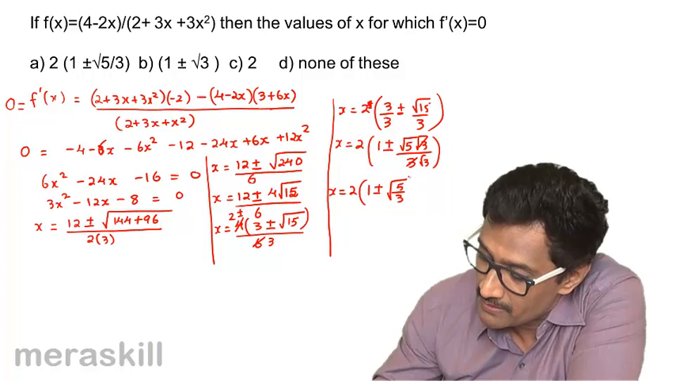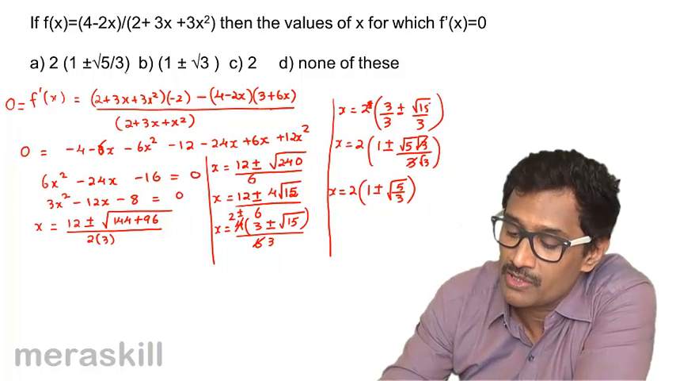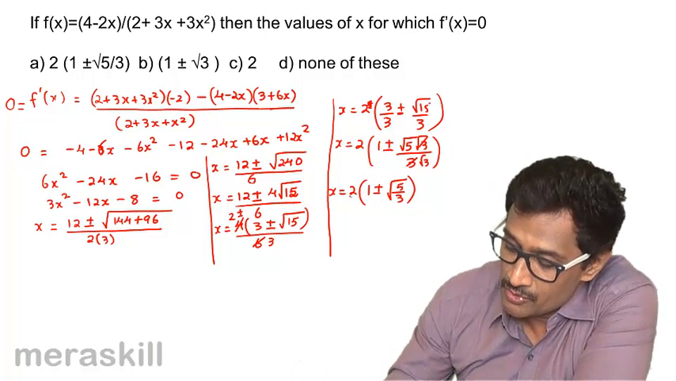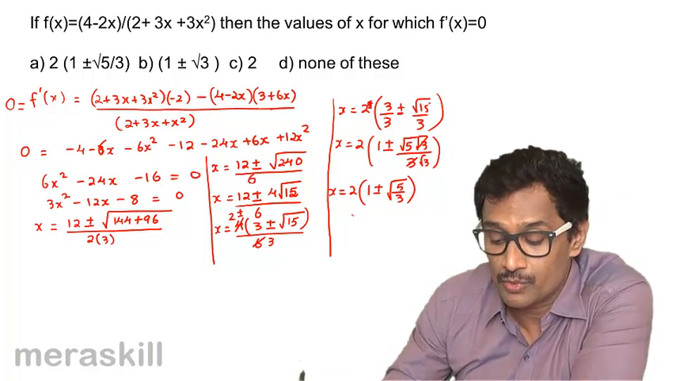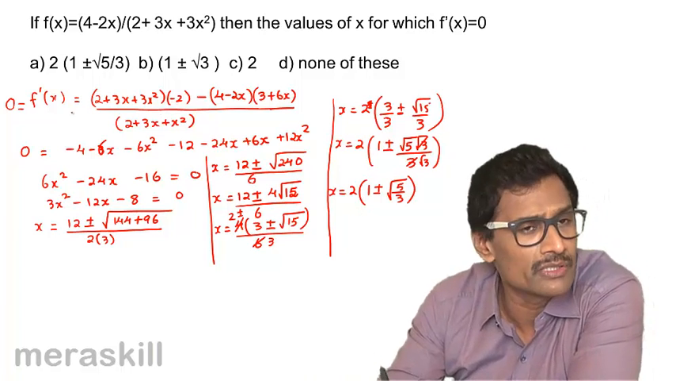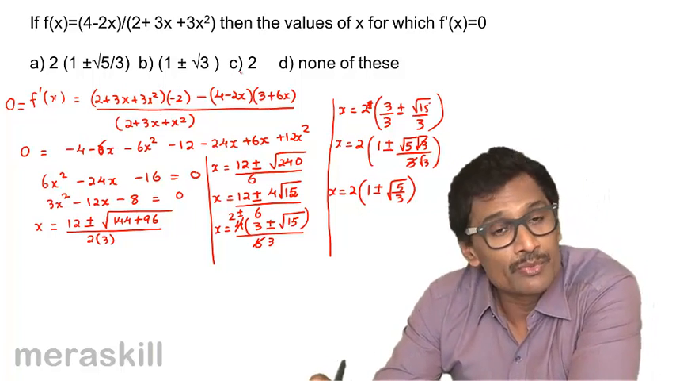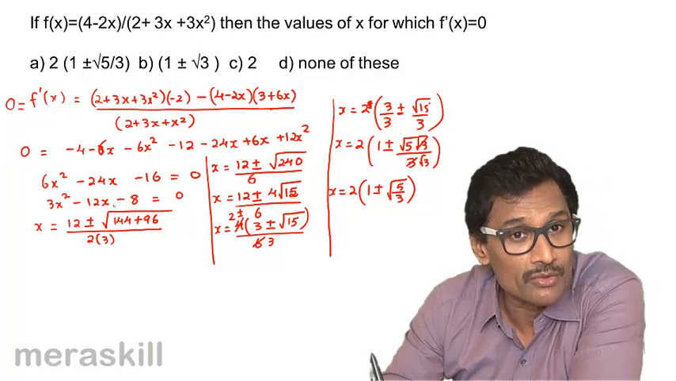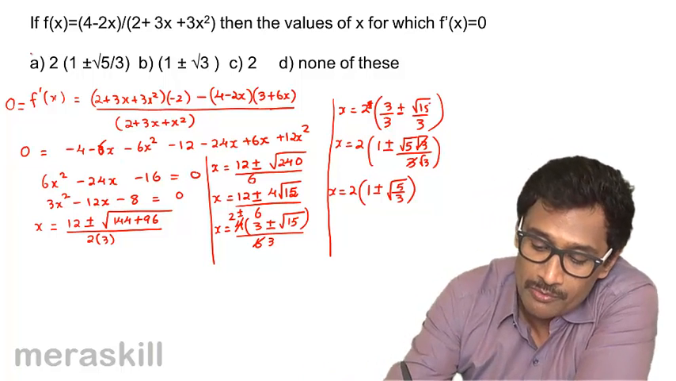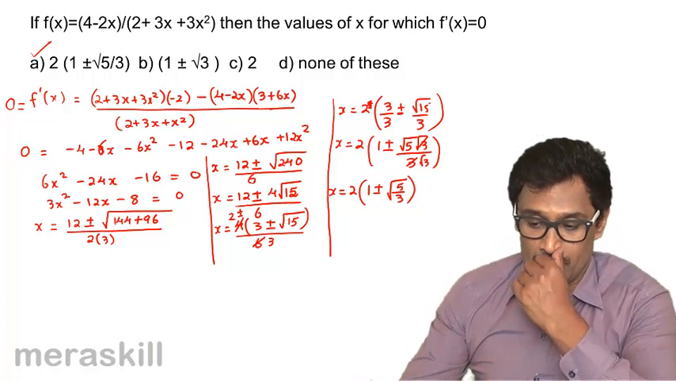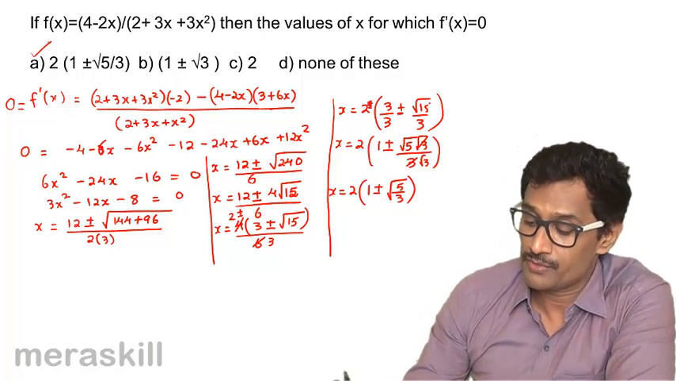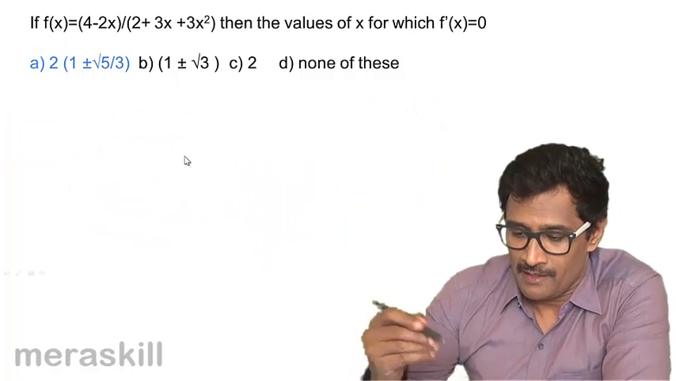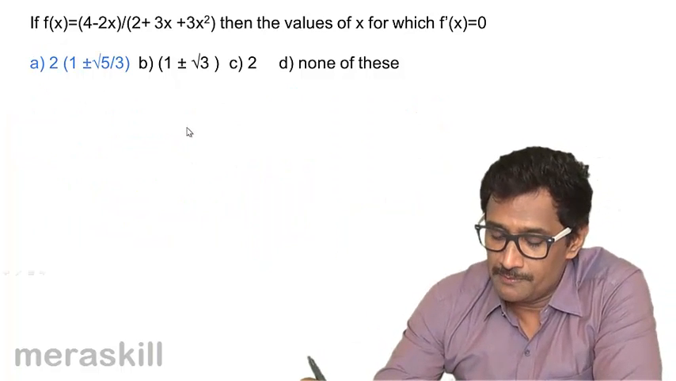root 5 by 3. Now why do we do it this way? Because among the options possible, this seems to be closest. So x is equal to 2 into 1 plus or minus root 5 by 3. So basically you have done f dash x and switched over to fundamentals of quadratic equations, that is using the quadratic formula. Hence the option here in this case is 2 bracket 1 plus or minus root 5 by 3. These are the two values of x. Alright, we do have it right.